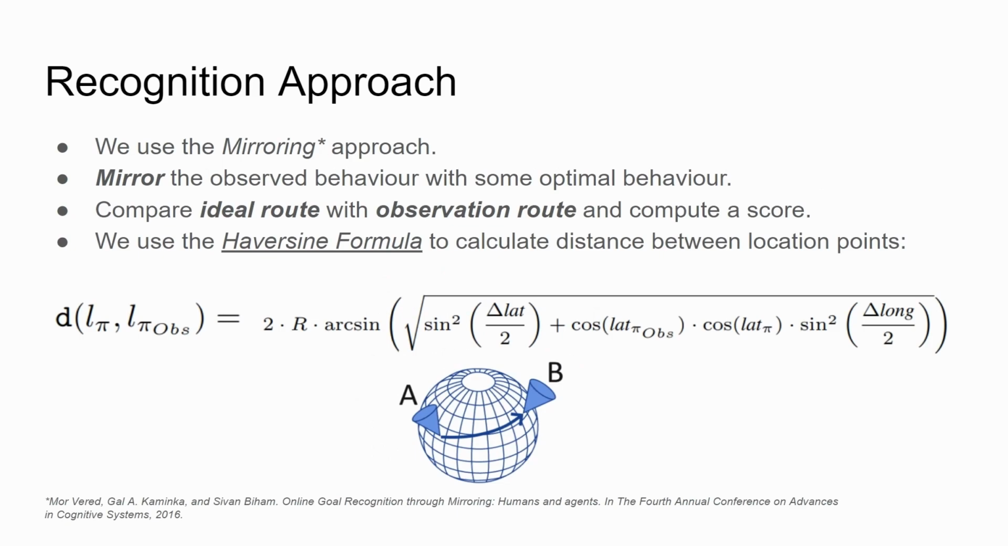We use mirroring as the approach for our recognition technique, from Vered's 2016 paper. Mirroring is the idea that humans infer other people's intentions by mirroring their observed behavior with some optimal expected behavior. We compute an ideal route from the initial location to all the location points in the set of intentions. We then compute the observation route, which is computed from the initial location whilst complying with the observation points and reaching the possible intentions. For each of the possible intentions, we compare its ideal route to its observation route and compute a score from it, which represents how compliant the observations are to the route. We compute the similarity distance comparison using the Haversine formula shown on the slide.